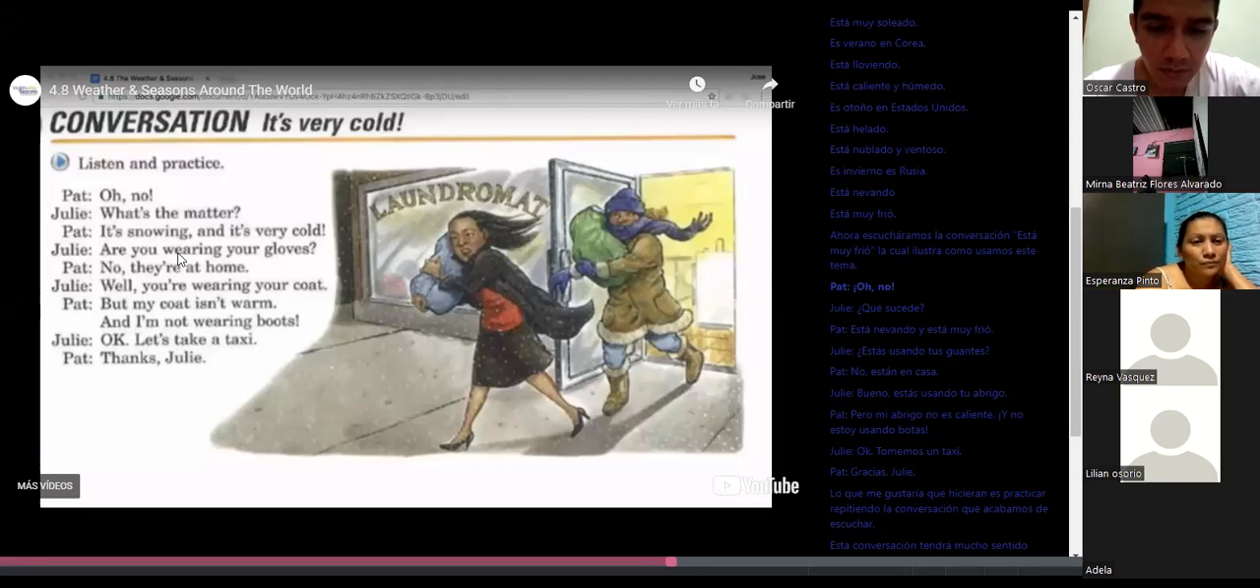Recuerden que wearing es usar, de vestir, ¿verdad? Usar. Are you wearing your blouse? Are you wearing your dress? Are you wearing your socks?